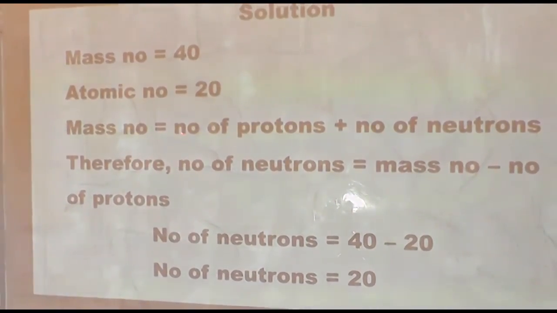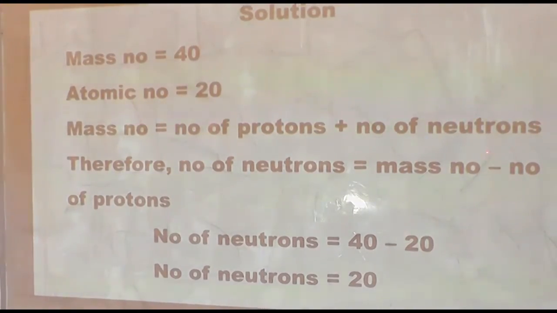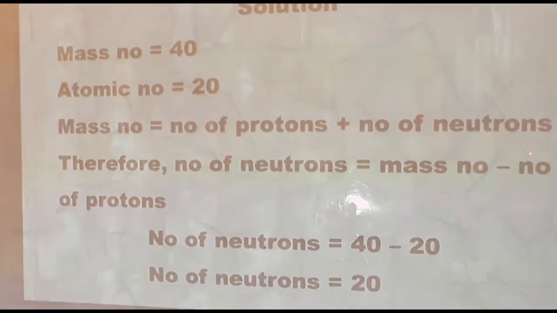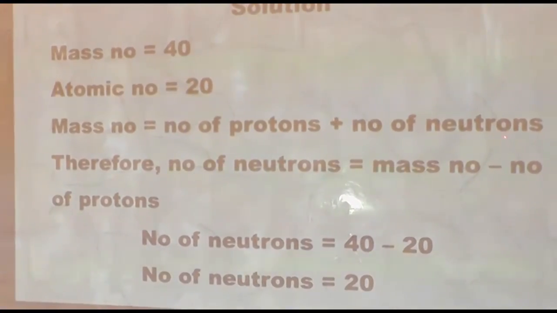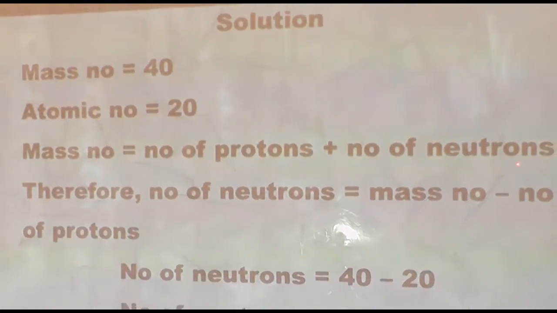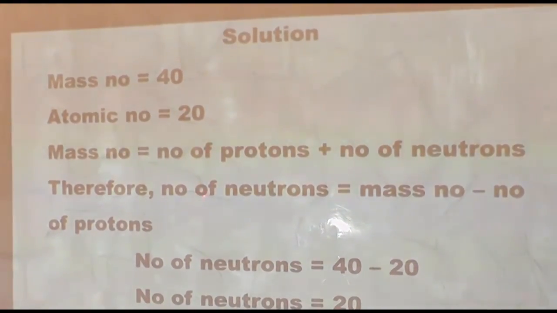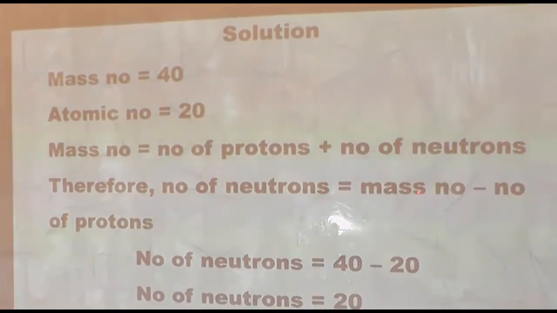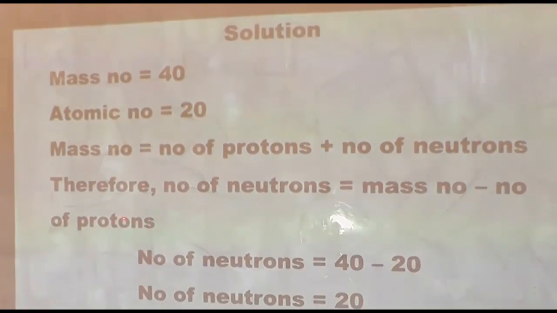Therefore, mass number is equal to number of protons plus number of neutrons. Number of protons is 20. Number of neutrons we don't know. Hence, we must look for it. To deduce the number of neutrons now, we say that number of neutrons is equal to the difference in the mass number and the number of protons. That is mass number minus number of protons.